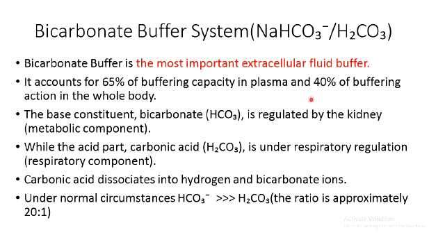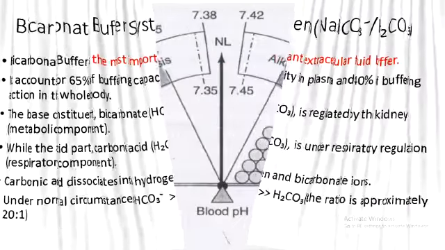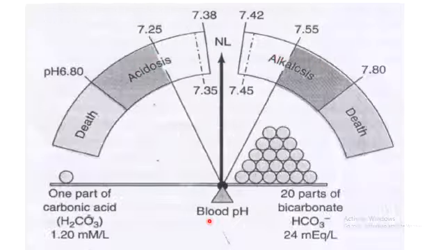The carbonic acid, H2CO3, dissociates into hydrogen and bicarbonate ions, and the normal ratio of bicarbonate to carbonic acid is 20:1, which means that there is a large reserve of bicarbonate, or the alkali, in the body as compared to carbonic acid. Here you can see that 20 parts of bicarbonate, which is 24 milliequivalent per liter, is balancing the blood pH on the basis of 1 part of carbonic acid, that is 1.2 millimole per liter.